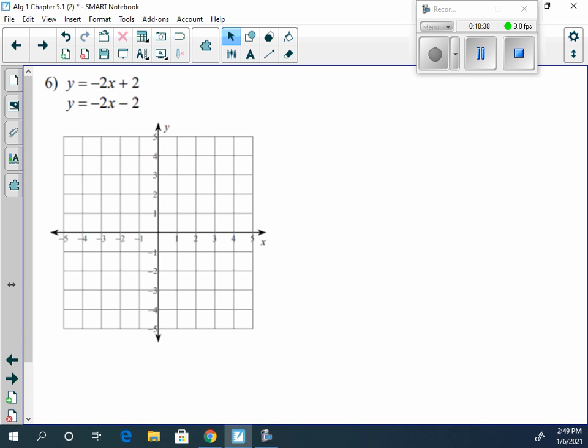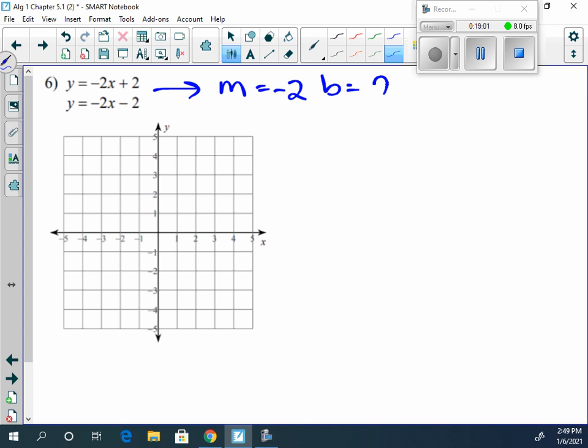y is equal to negative 2x plus 2, and y is equal to negative 2x minus 2. And we're going to find the solution, the point where they intersect, the point where they cross. So let's start out with the top equation. Slope, y-intercept. So what's the slope? And the y-intercept is? Okay, what would I do next?